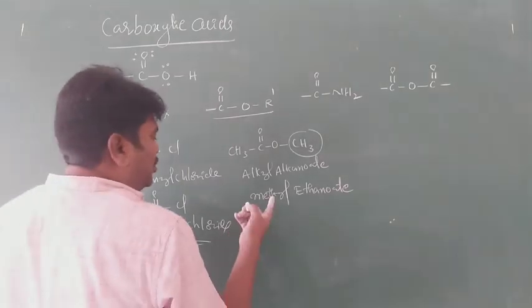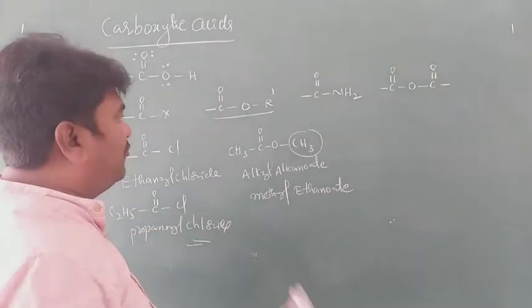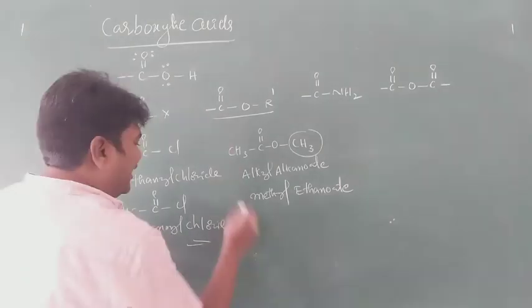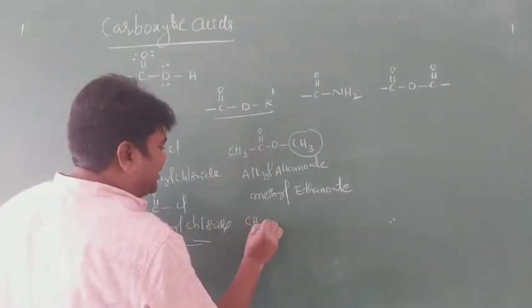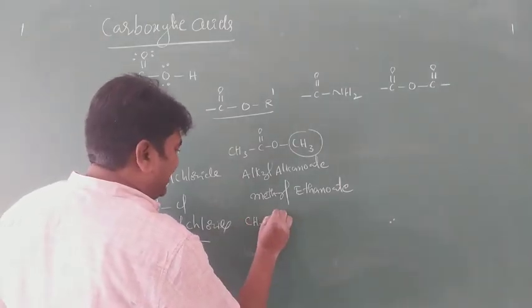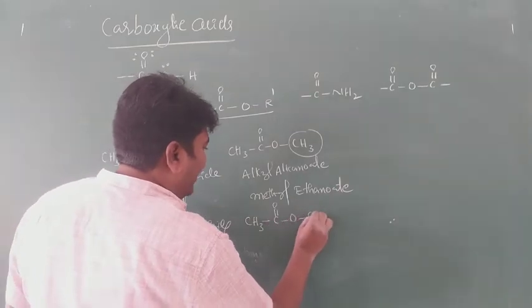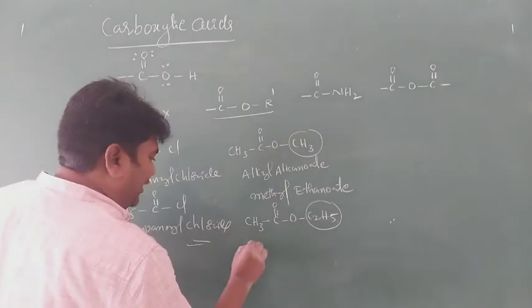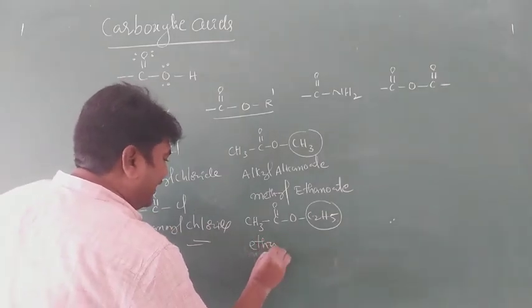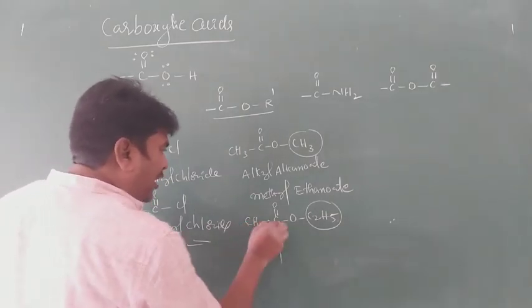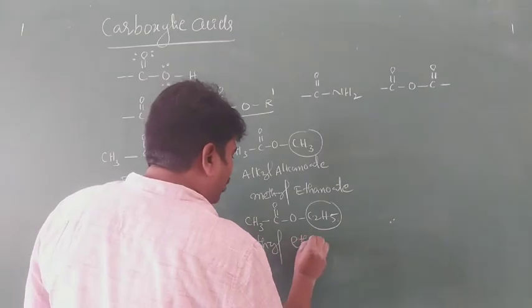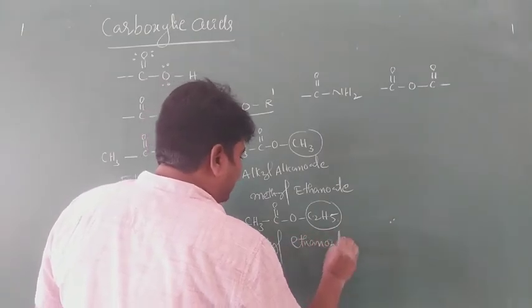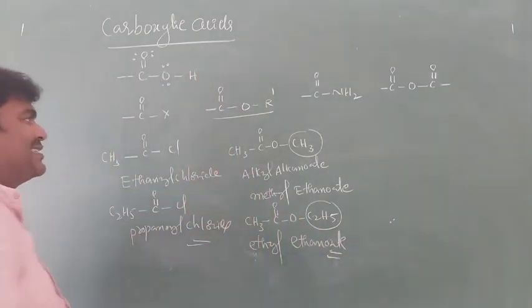Similarly, I'll take another example, because some people are confused here. CH3, C double bond O and O, C2H5. This is called the alkyl group, it is ethyl. Remaining 2 carbons are there, so it is ethanoate. So these are esters.